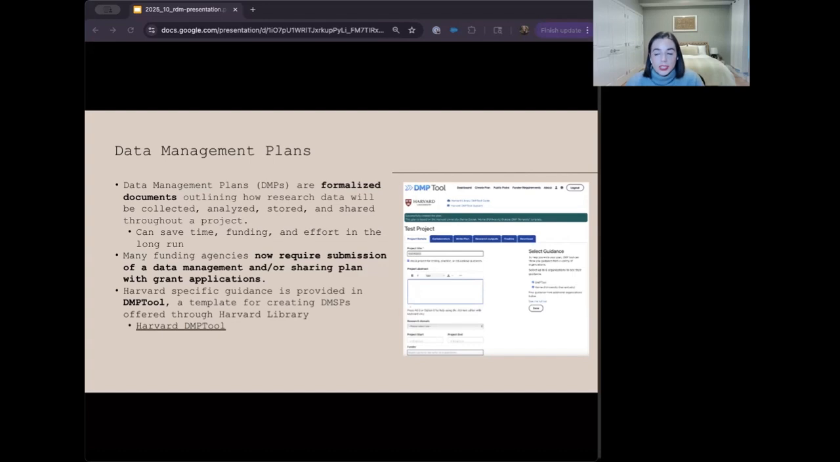Harvard does offer an online template in DMP Tool, which is an online tool that you can use that's actually funded and offered by Harvard Library. It provides Harvard-specific guidance on how you can draft and submit a data management plan. And it also offers templates for various funders. There's an NSF and an NIH template in there because they all have various requirements of what they want in a DMP. So as long as you have a Harvard email address and can log in with Harvard Key, you can access the DMP tool.